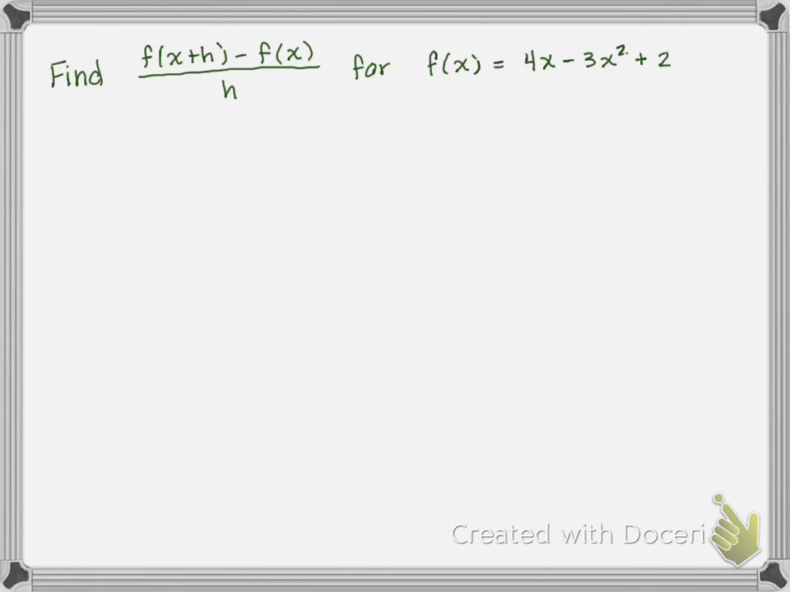So find f of x plus h minus f of x over h for f of x equals 4x minus 3x squared plus 2, and f of x equals, let's mix it up, let's make it a 5 over 6x. Separately, those are two separate problems, so you don't have to try to put them together.